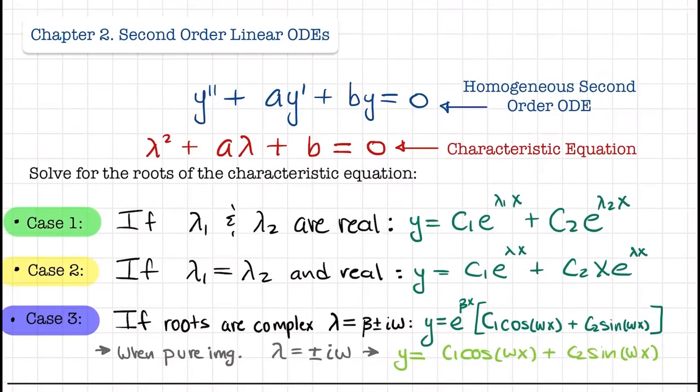Welcome back everyone to another video, and this time we're going to be covering second order linear homogeneous ODEs. So we already moved to the next chapter. We already left behind chapter 1, which was first order ODEs, whether linear or non-linear. We saw the method of separation of variables and so on. And in this chapter, we're going to be covering second order ODEs.